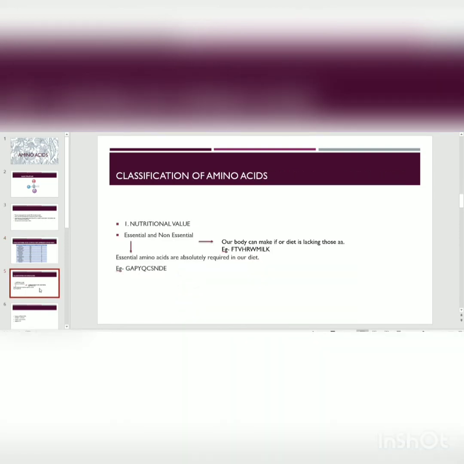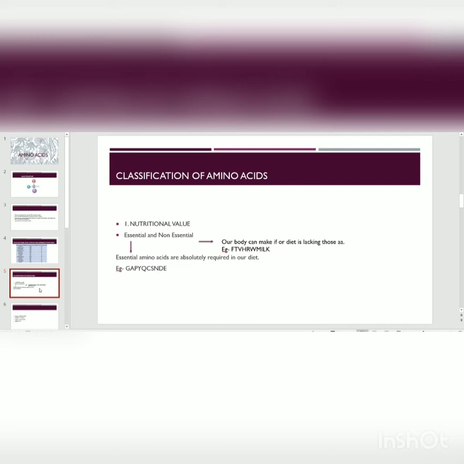So now moving on to the classification of amino acids. Amino acids are classified on three bases. The first one is nutritional value. Here we can see the nutritional value. Under nutritional value, essential and non-essential amino acids are present.